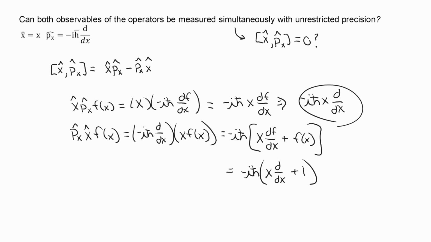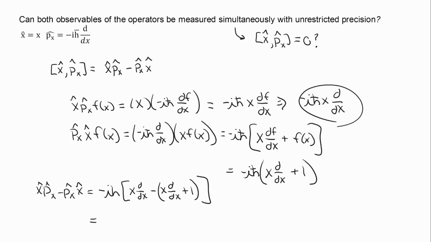So now when we try to find the commutator, we're going to subtract those two things together. So x p minus p x is the same thing as saying we're going to factor out minus i h bar for all of them because they contain it all. Then x p is x d over dx minus the quantity x d over dx plus 1.